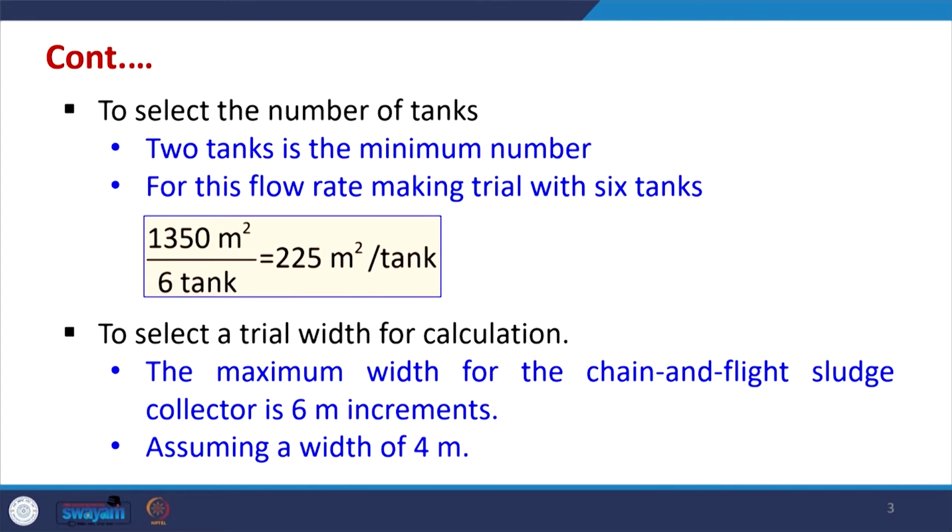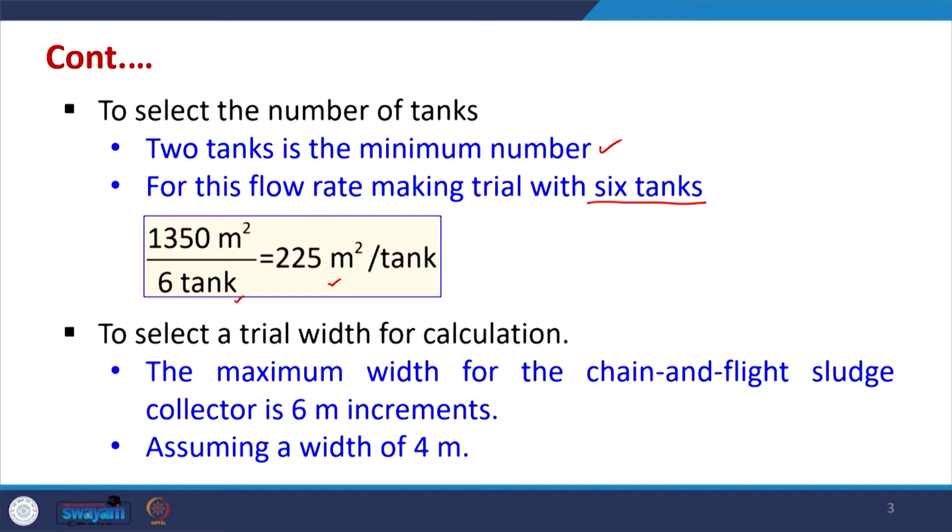So, we have to select the number of tanks we are going to use. The general criterion is that 2 tanks is the minimum number, but considering this much high surface area we are starting with 6 tanks on a trial basis. Dividing by 6, we have 225 meter square as the surface area for each tank.